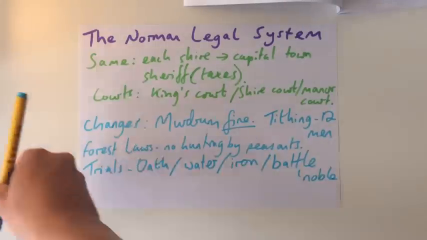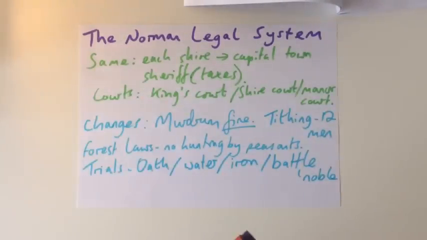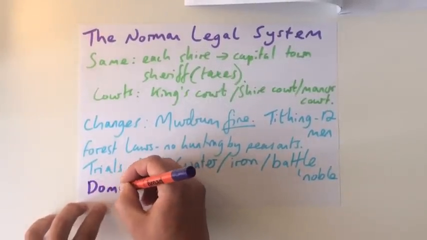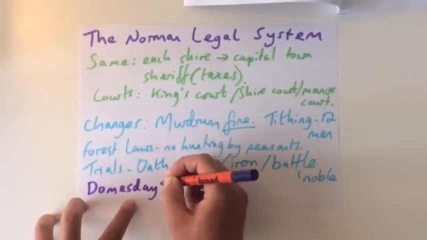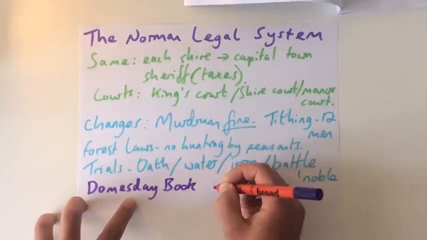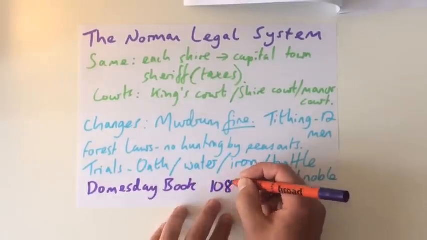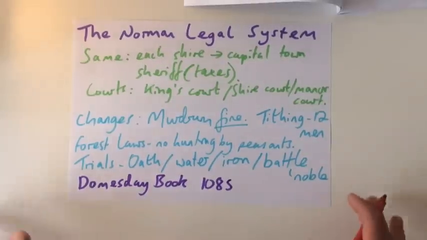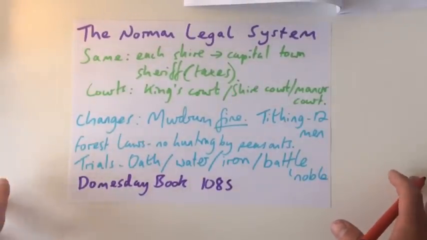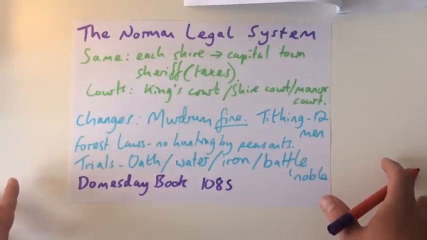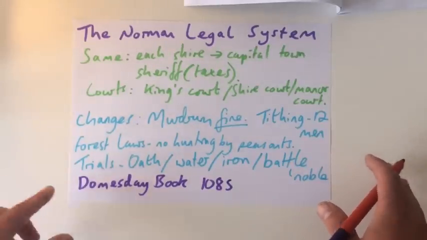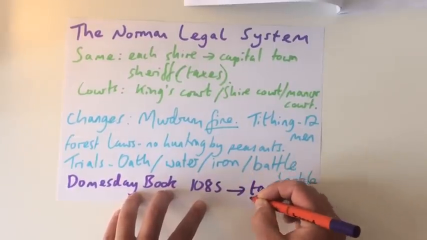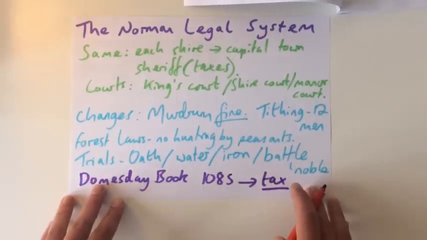Okay, what else changed in terms of the Norman legal system? Well, they also carried out the Domesday Survey to make the Domesday Book, and that was in 1085. William sent surveyors to every village and every town in England. He didn't quite get them all, but he tried to, so he could see who owned what, and most importantly, how much tax he should be taking. It made the country a lot more efficient.